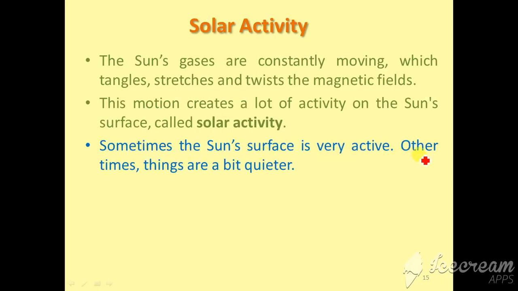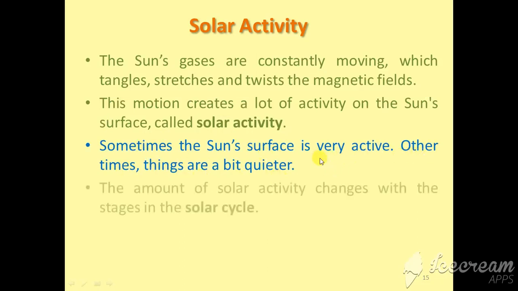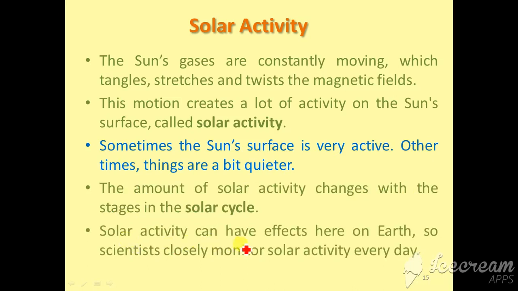These are examples of solar activities. Sometimes the sun's surface is very active, other times things are a bit quieter. The amount of solar activity changes with the stages in the solar cycle. Solar activity can have effects here on Earth, so scientists closely monitor solar activity every day. I have already explained the effects of solar activities on Earth, like solar flare can disturb our communication system, solar wind can disturb Earth's magnetic field, and there are many more negative effects. Solar wind also causes the northern and southern auroras.